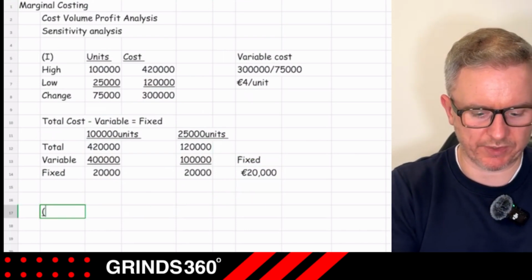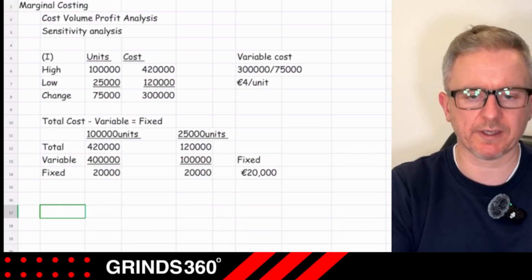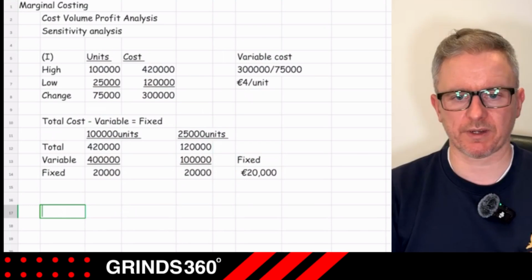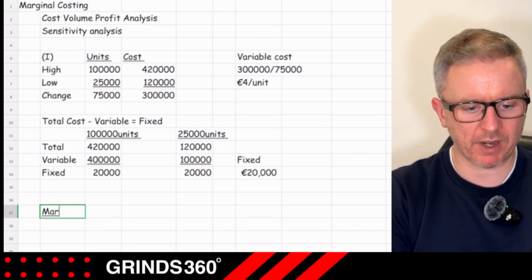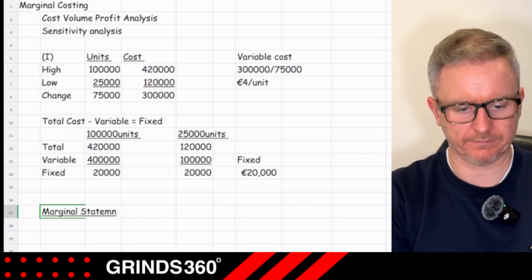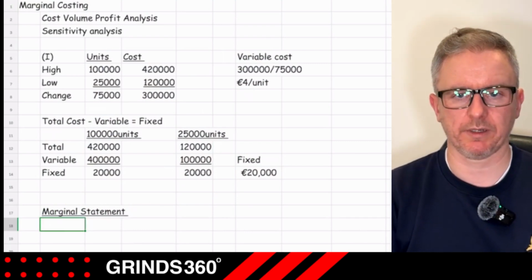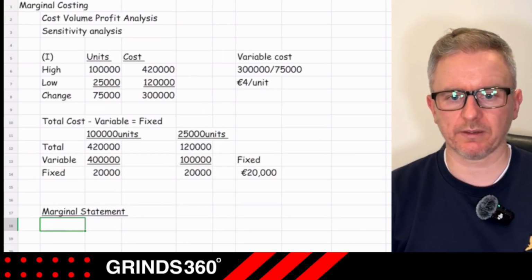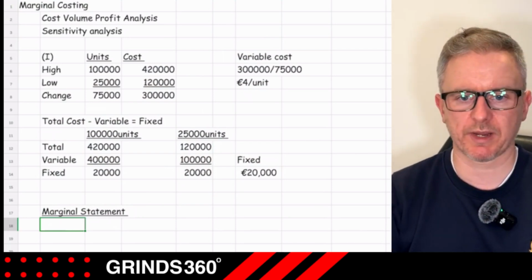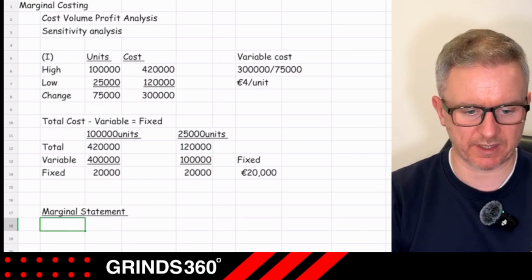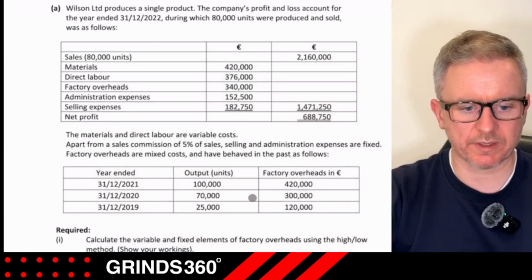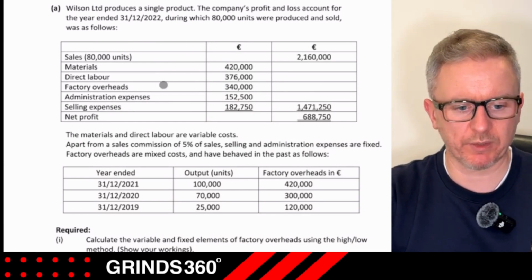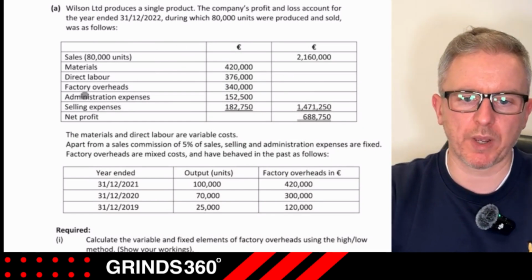Part 2 of that question is going to ask us about our break-even point, and it's going to ask us about a margin of safety. But before we do that, we have to set up what's known as our marginal statement. This marginal statement is the basis of all of our workings for marginal costing. Whether they start off with a high-low method or whether they give you the breakdown directly, we have to get this marginal statement done. So what we're going to do here is take our initial profit statement and split up anything that could possibly be a mixed cost.